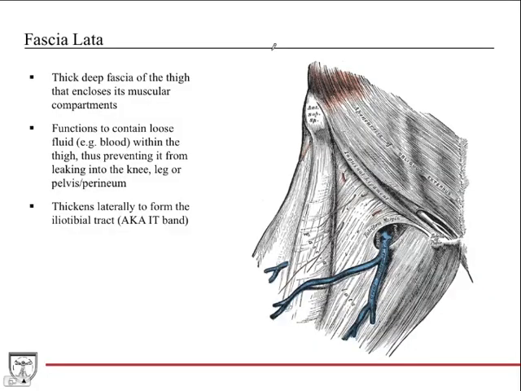All right, so a fascial component we want to talk about is the fascia lata, and this is a thick, deep fascia of the thigh that encloses its muscular compartments. And you can see that shown here. Here it's labeled in the diagram, fascia lata. This is very superficial. Deep to this would be the muscles and more of the vessels, and then eventually the bone. And so, this section right here is the fascia lata, and it encases the entire thigh.